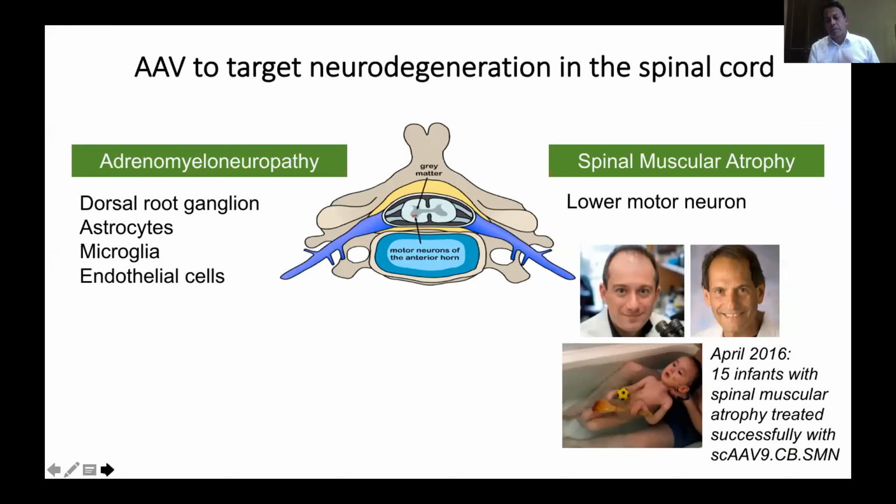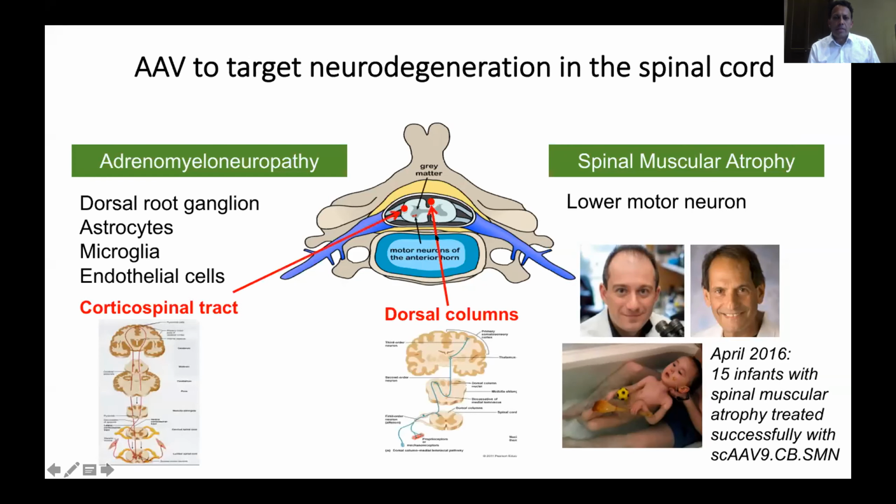And here I've been coming back to the successes seen in the field of spinal muscular atrophy, particularly those with Jerry Mendel and Brian Kaspar successfully delivering this in infants to the spinal cord where the lower motor neuron is affected. Now, note that the lower motor neuron sits in immediate adjacency to the structures that are affected in AMN, namely the corticospinal tract, shown here, and the dorsal columns, which sit here in the back of your spinal cord.